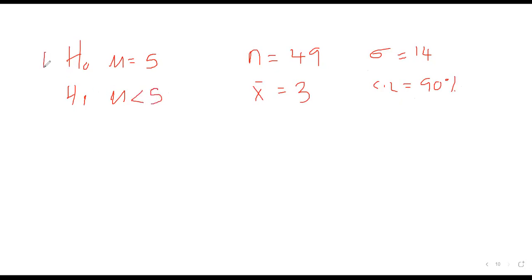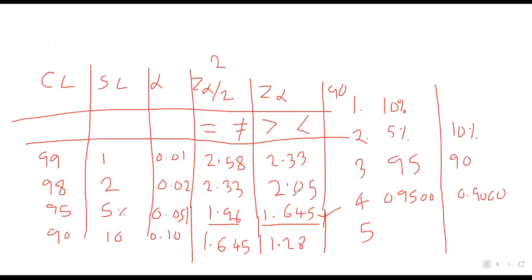So step 1, set the hypothesis. Step 2, the level of significance is what? 10%. Step 3, our Z. What is our Z at 10%? What is our Z? 1.645. Anyone else?